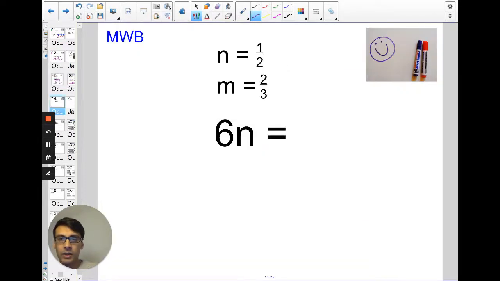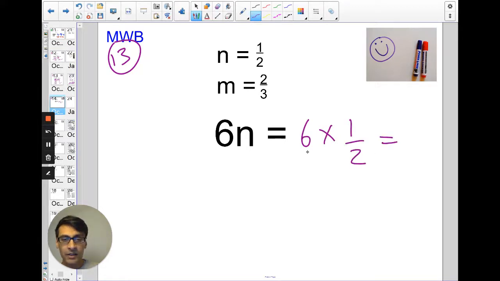Okay, question 13. Again, no calculators needed for this. Work out what 6n is. Okay, I'm going to show you the answer now. So it's going to be 6 times a half. So just like fractions, we can just put it over 1. So it becomes 6 over 2, which is 3, your final answer. Give yourself a tick if you got that.